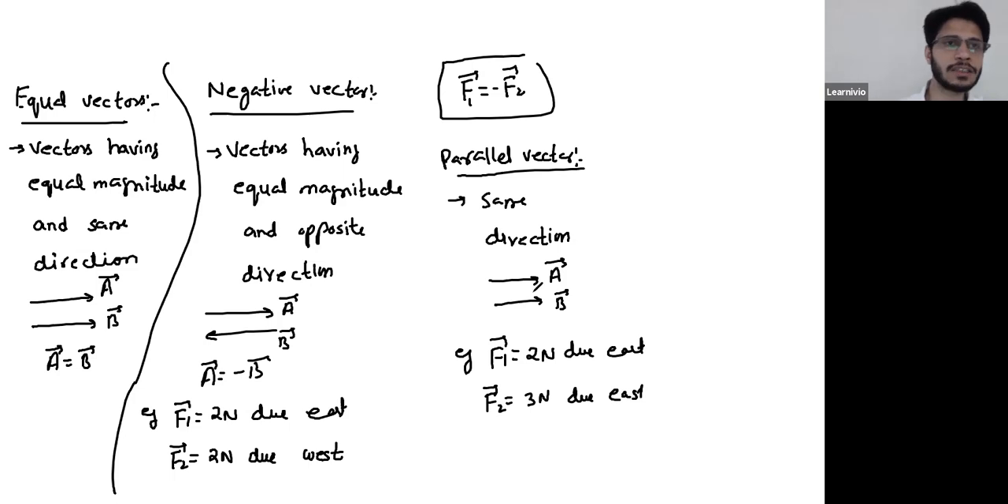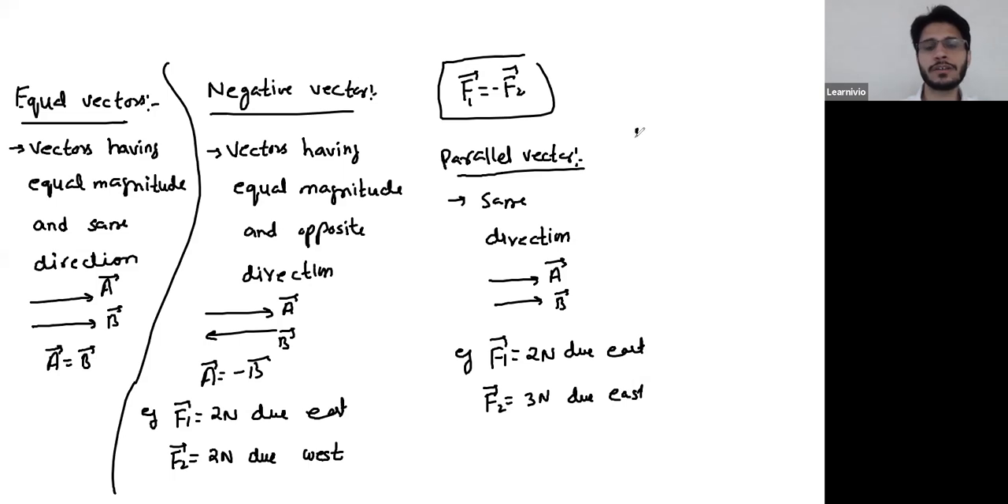Sharif, are these two vectors equal? Fatma Sharif. 2 Newton due east and 3 Newton due east. Are these two vectors equal, Fatma? Equal? No. These two vectors are not equal because for two vectors to be equal, they should have same magnitude, but they have different magnitudes. But can I say they are parallel? Yes, they are parallel because they're acting in same directions.